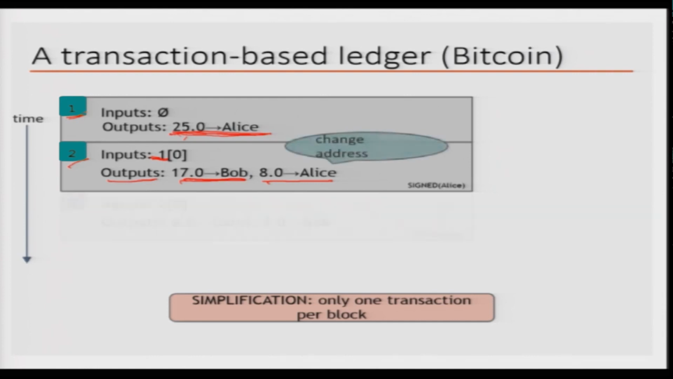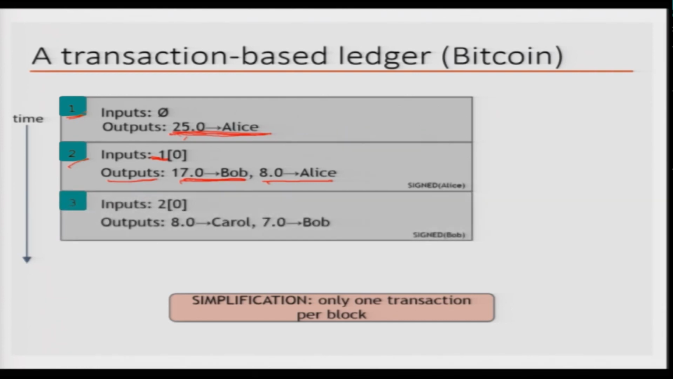Now the next time there is a transaction, in this case Bob is making the transaction. Bob refers to transaction number 2 and entry number 0 in the outputs of transaction number 2, which gave him 17 coins. Out of these 17 coins he gives 8 to Carol and gives 7 coins to one of his change addresses. So now Bob has given Carol 8 and himself back 7.